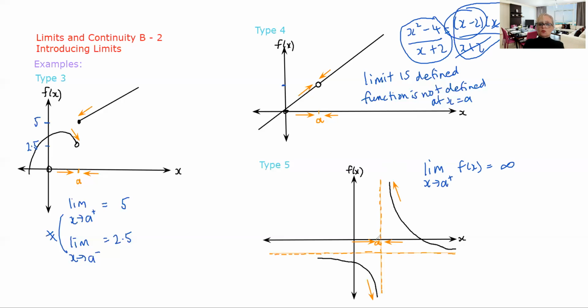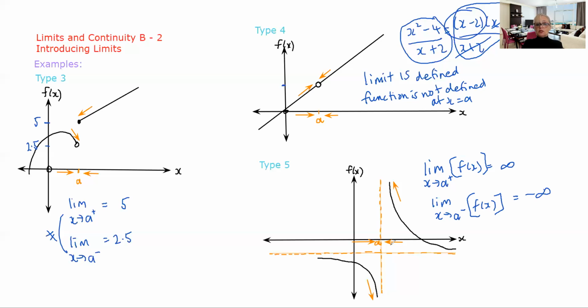As you're coming towards this x value from below, look what's happening to the function. It's going increasingly negative. So the limit as x tends towards a from below, in brackets, will be negative infinity.